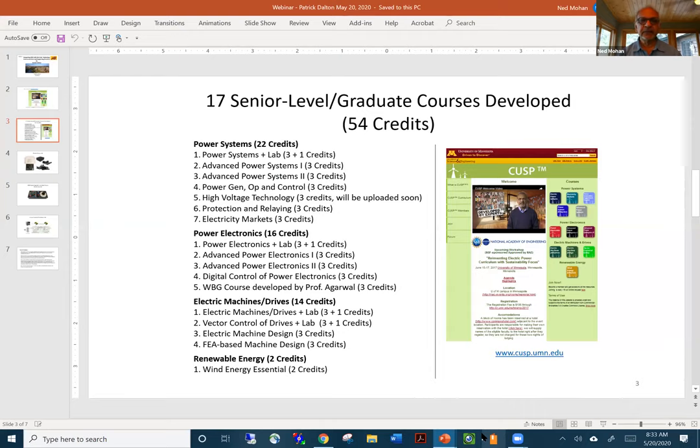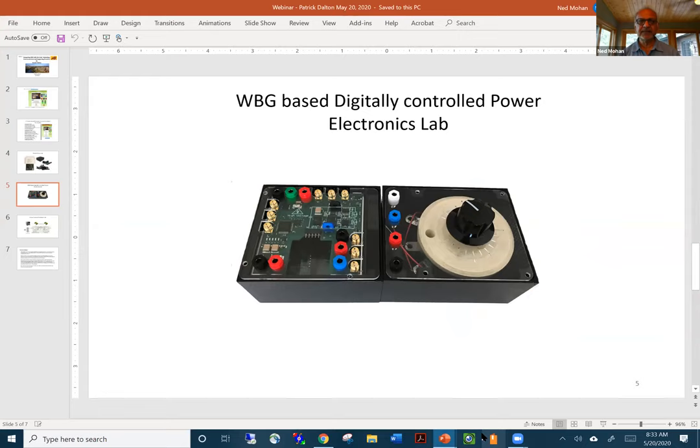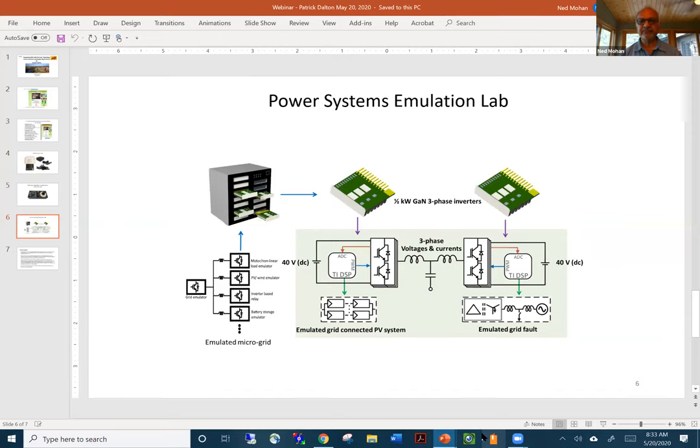Okay. And then we are also developing electric labs funded by Office of Naval Research. These are very low cost labs. For example, here's a lab for electric drives, which is complete, which we have been offering for some time. And then we have a digitally controlled power electronics lab, which is under test, but should be available fairly soon. And then we are going to go to this power system simulation lab. So these are our activities, and I hope you can make use of some of these as you see fit.